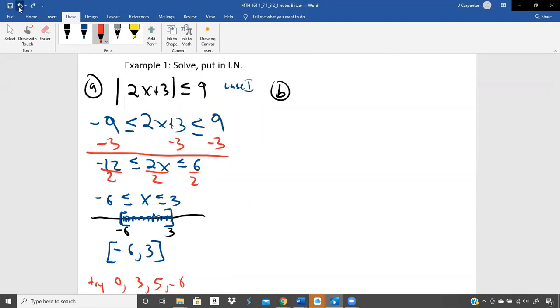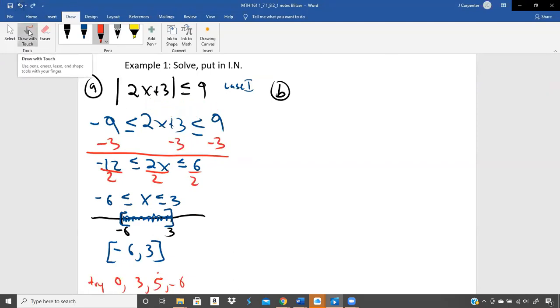But now let's try 5. Just for kicks, let's try 5. 2 times 5 is going to be 10. 10 plus 3 is 13. The absolute value of 13 is 13, and 13 is not less than 9. So 5 fails. So over here is 5, and it fails. So this solution does end up making sense.